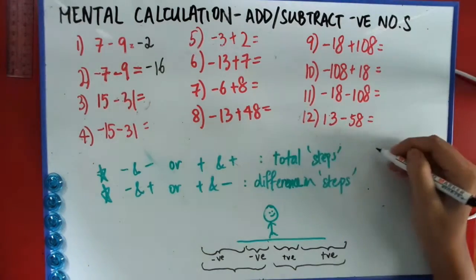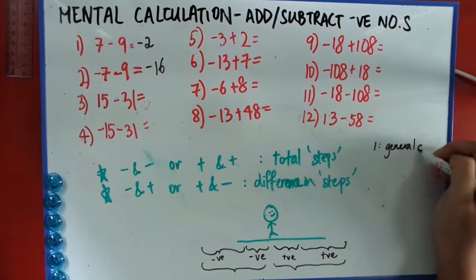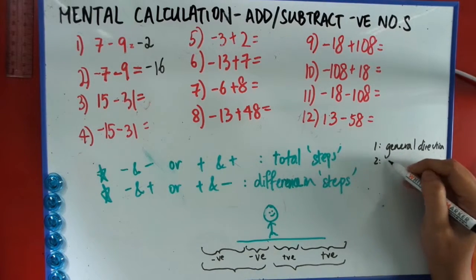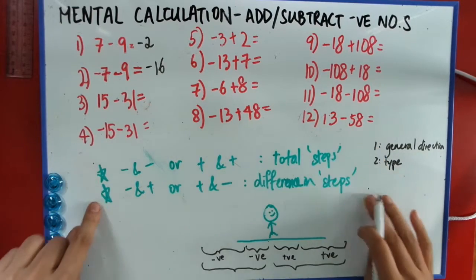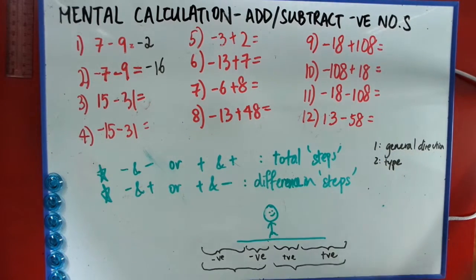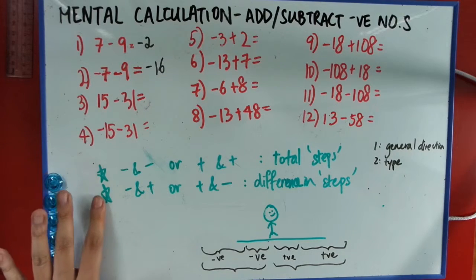So for adding and subtracting negative numbers, I split into 2 categories. First one is general direction, and the second one is the type. By type, I mean, is it the first type here or the second type? I will explain, don't worry. So, general direction. Let's do question 3. I hope you understand the first point. Let me do the second point.